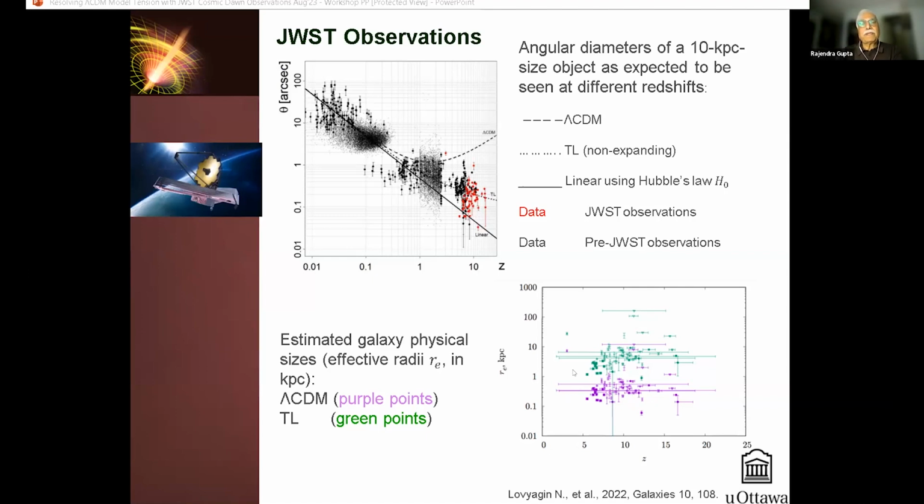And this lower graph really presents the same thing in a different form, in terms of the size of the galaxy instead of angular size. Here is the physical size of galaxies.